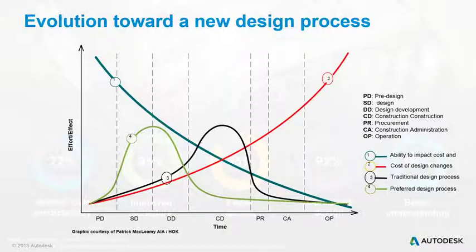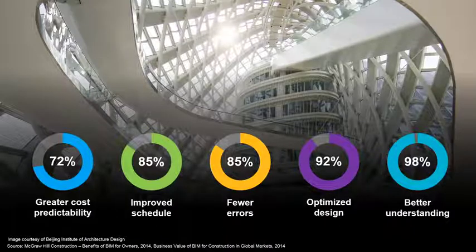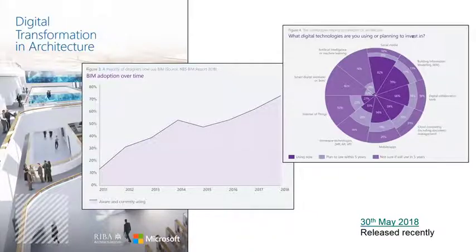So just some benefits that we've seen from the McGraw-Hill Construction Report by using digital processes and BIM processes. Over 70% of people have said that there's greater cost predictability. We've got improved schedules. We've got a lot fewer errors on site and in the design process. And we're able to optimize our design because of the use of digital tools. It also presents a better understanding of the design, of the building and of the finished project as well.